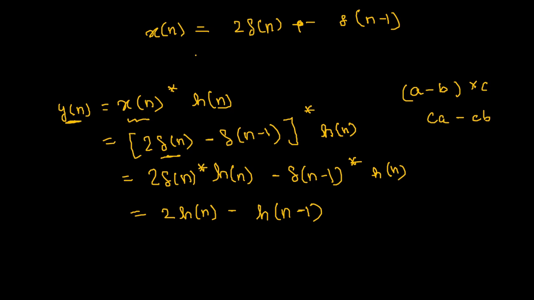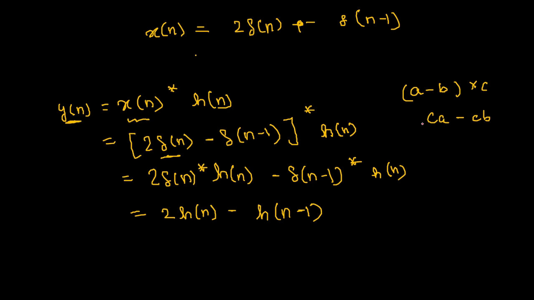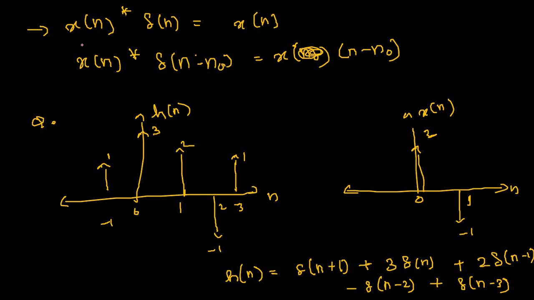Okay, so anyway, continuing, like I said, if you have a minus b into c, we can write it as a into c minus c into b, which is exactly what we've done here. We have applied convolution of delta n with h of n and minus delta of n minus 1 with h of n, right? We just learned the properties of convolution, right? Convolution of any function with delta function gives us the same function again.